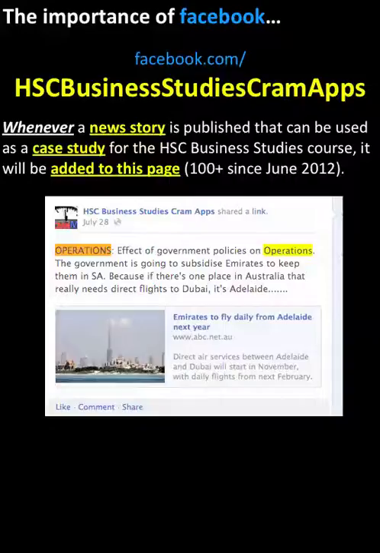So this story came out on July 28th, and I shared it on July 28th. And it was about operations. It was about the effect of government policies on operations. So that's where it fits into the syllabus. That's the requirement of the syllabus, that you do need to have a case study or a contemporary business issue about the effect of government policies on operations. And then there's a little summary. The government's going to subsidise Emirates to keep them in South Australia. All right, that's good. So now you have a little snippet.